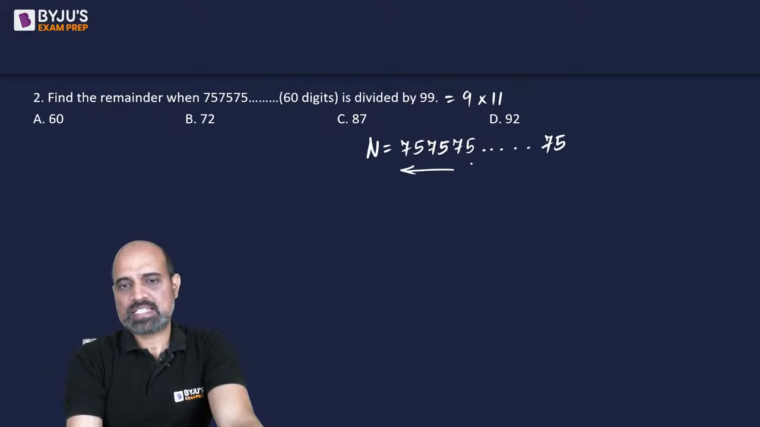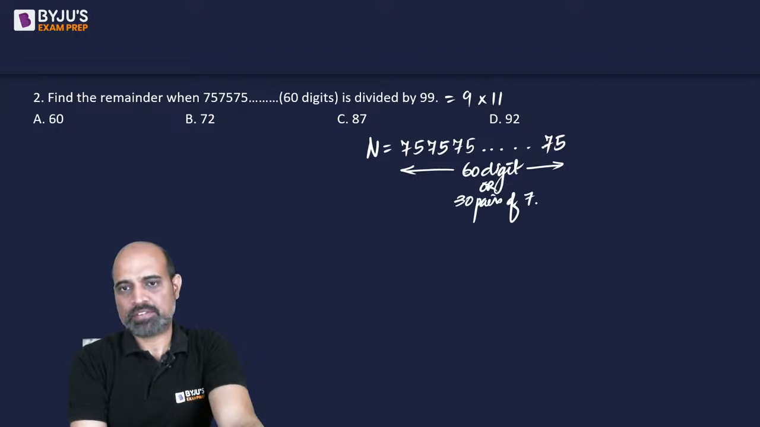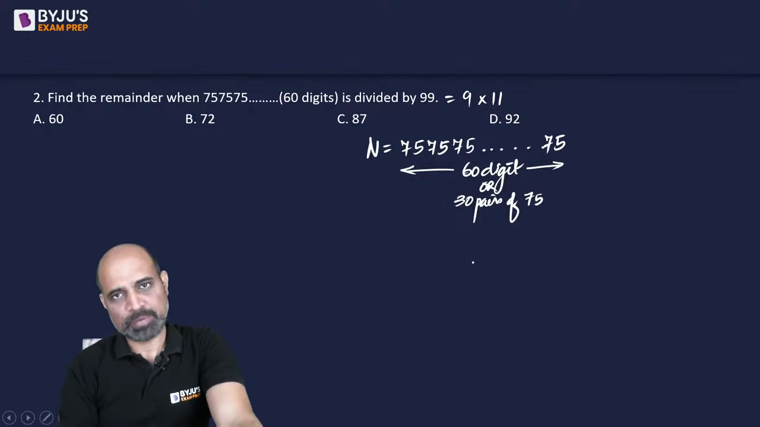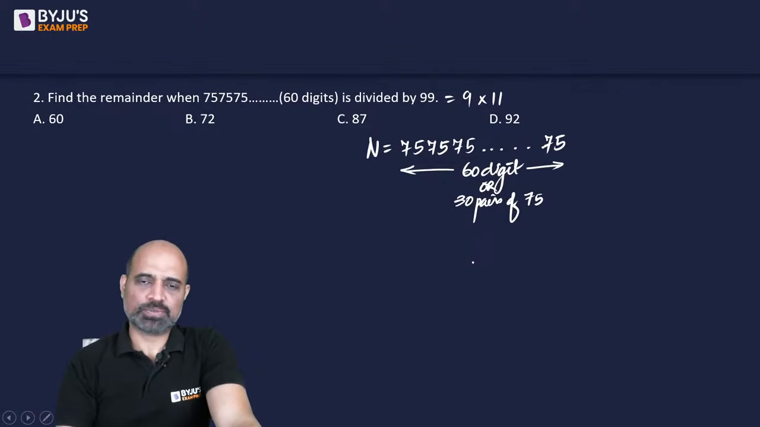So this is a 60 digit number, right? Or we can say that this is 30 pairs of 75, 75, 75. There are 30 such two-digit pairs, right? We can treat that in either of the two ways.